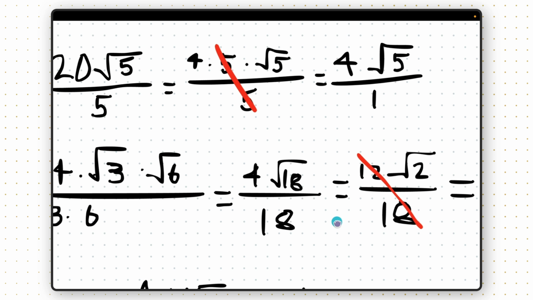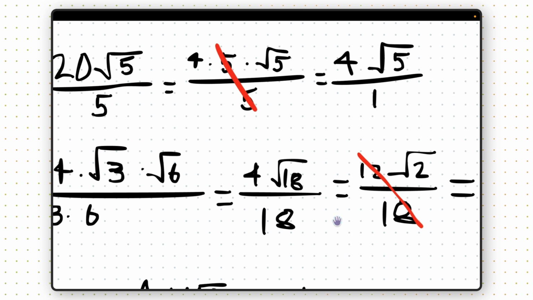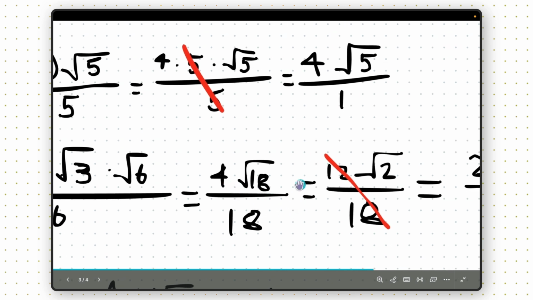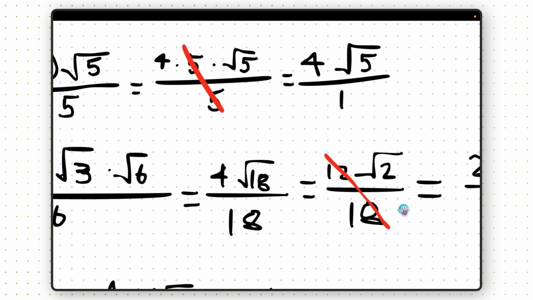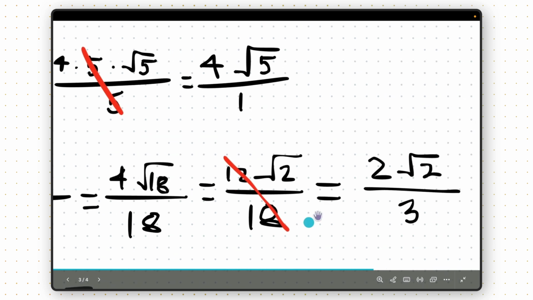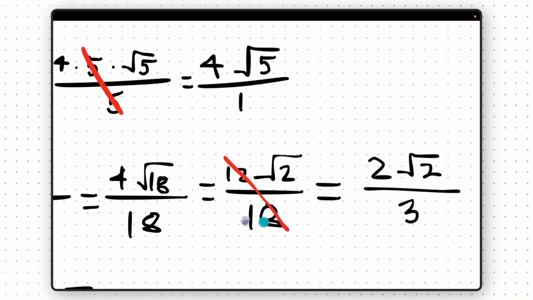Now we can use our product rules to simplify root 18, which gives you root 9 times root 2, and the square root of 9 is 3. So you get 4 times 3 root 2, which is 12 root 2, divided by 18. And yet again, 12 and 18 have a common factor, which is 6. So you cancel them out, and you get 2 root 2 over 3, which is our final answer.